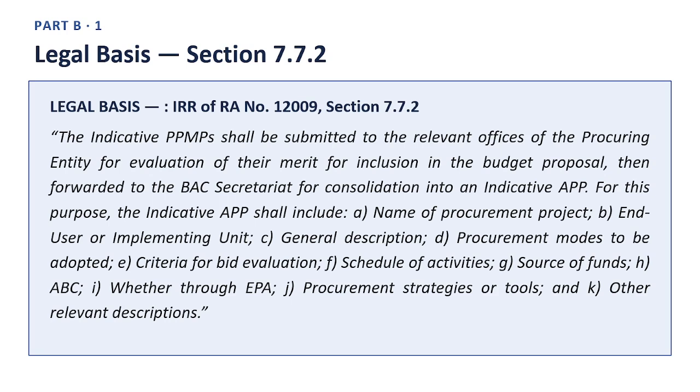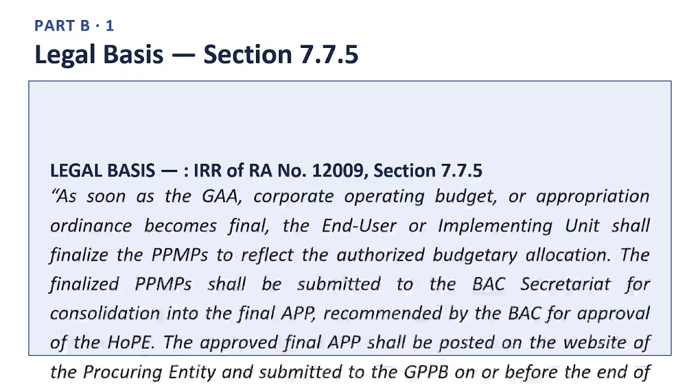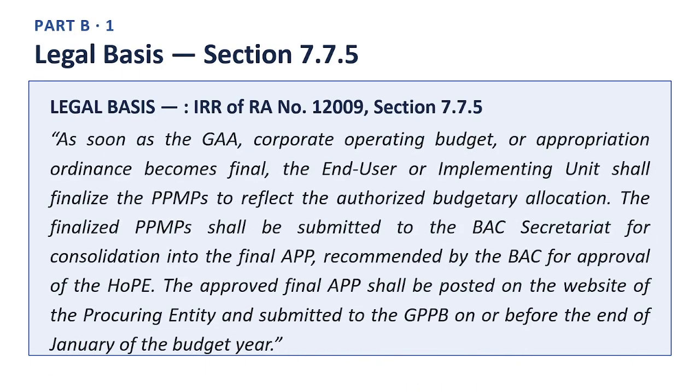Notice how much richer this list is compared to the 7 items required for a single project procurement management plan. That is because the annual procurement plan is a consolidation covering every project across the entire office or local government unit, so it needs extra fields, such as bid evaluation criteria and whether early procurement activities will be used. Next slide. Legal basis, Section 7.7.5.